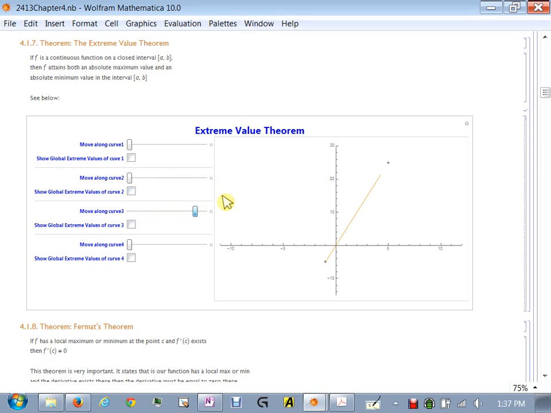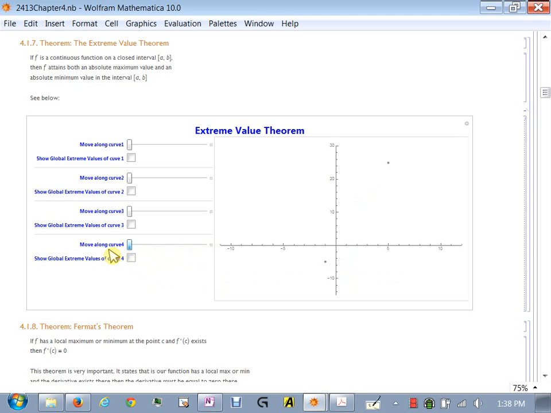Let's do another one. Straight line. Global min, global max. Yeah? Do another one. Vertical asymptote. Global min, global max? Why not? I thought the theorem said we'd have one. It's not continuous, so the theorem does not apply. This is not a continuous function. So it has to be continuous for us to be able to guarantee the existence of a global max and min.